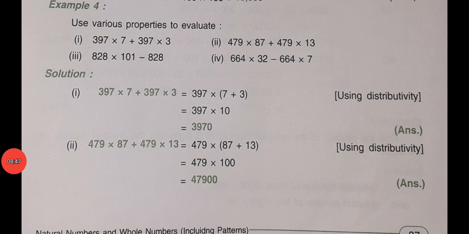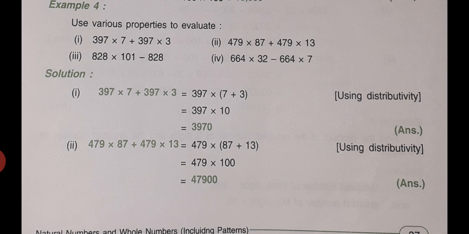Next, coming to example 4, it says use various properties to evaluate the following. The first one is 397 into 7 plus 397 into 3. Here you can see 397 is common. So, using distributive property we can write 397 into 7 plus 3 and the answer is 397 into 10, that is equal to 3970.